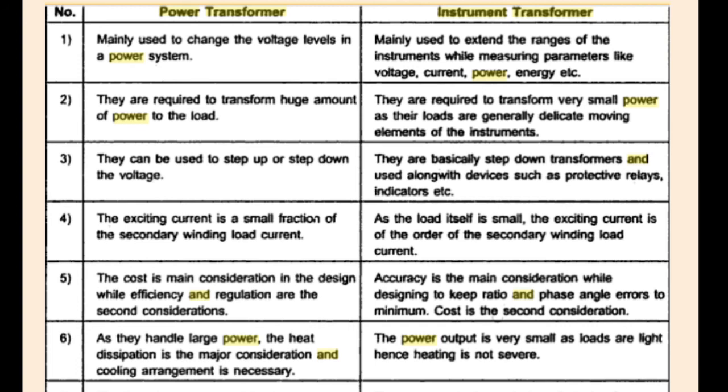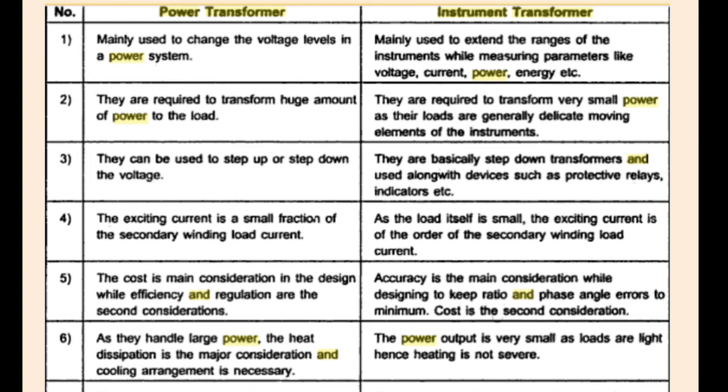If you see the equivalent circuit of a power transformer, the exciting current is very small. But in case of instrument transformer, as the load itself is small, the exciting current is of the order of the secondary winding load current. Exciting current is equal to load current. In a power transformer, cost is the main consideration in design, while efficiency and regulation are secondary considerations. Coming to instrument transformer, accuracy is the main consideration while designing, to keep ratio and phase angle errors to a minimum. Cost is the second consideration.